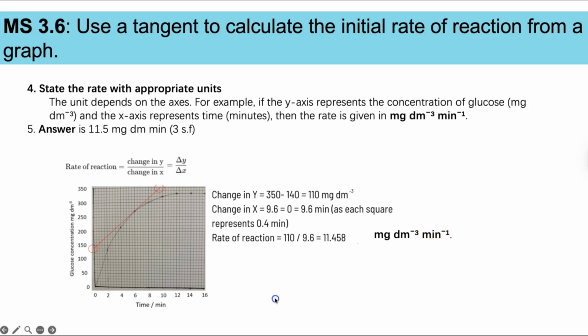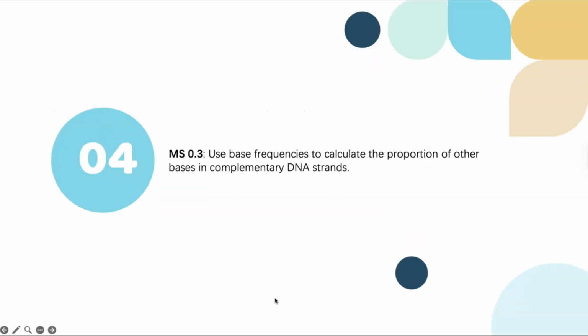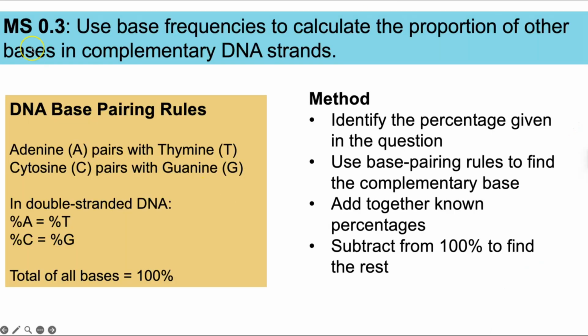So we then go on to using base frequencies to calculate the proportion of other bases in complementary DNA strands. This is still from topic 1 and it's within the DNA section. So some key things just to be aware of to start with. DNA base pairing rules: adenine is always going to bind with thymine. They're complementary base pairs. Cytosine will always bind with guanine.